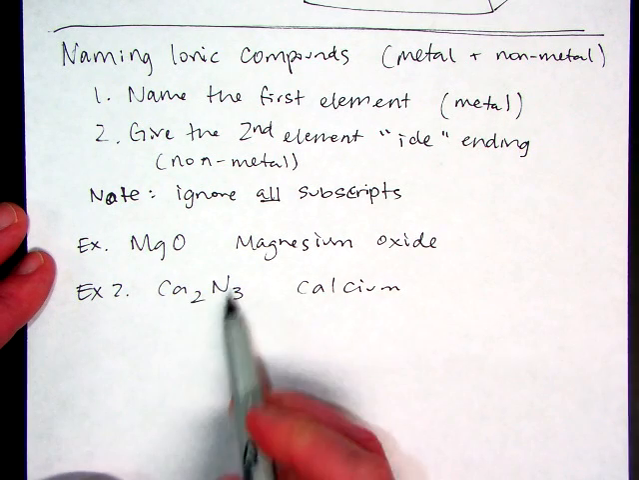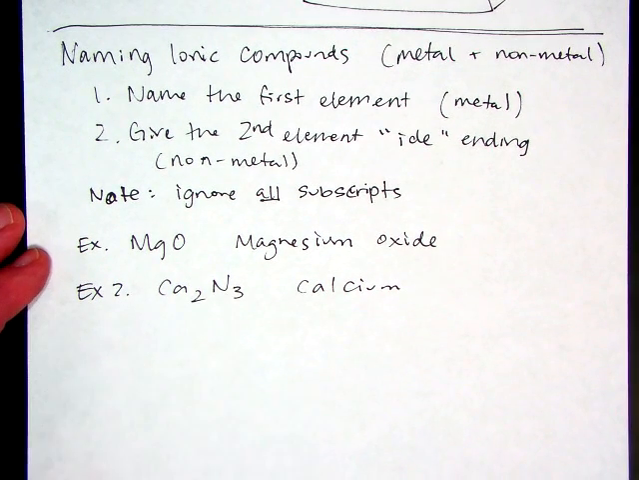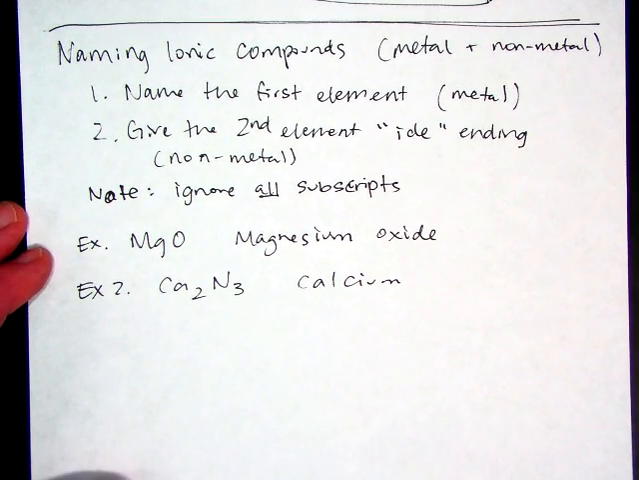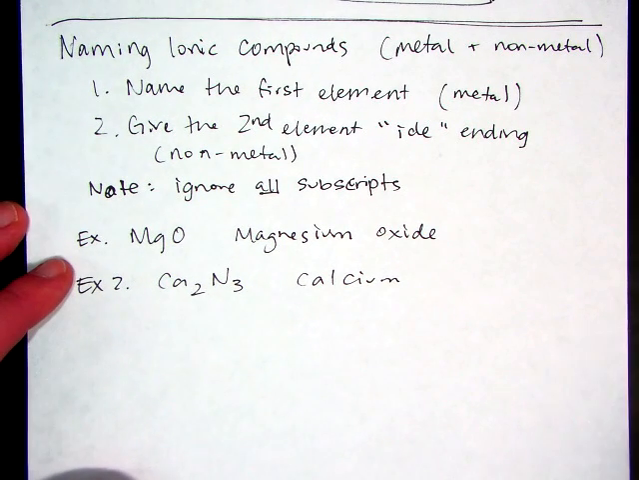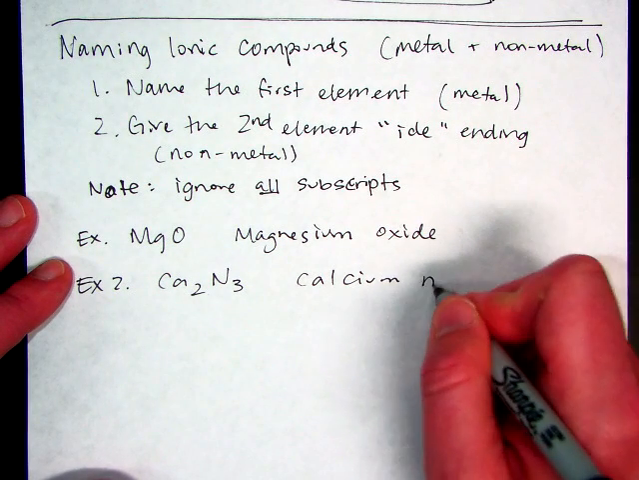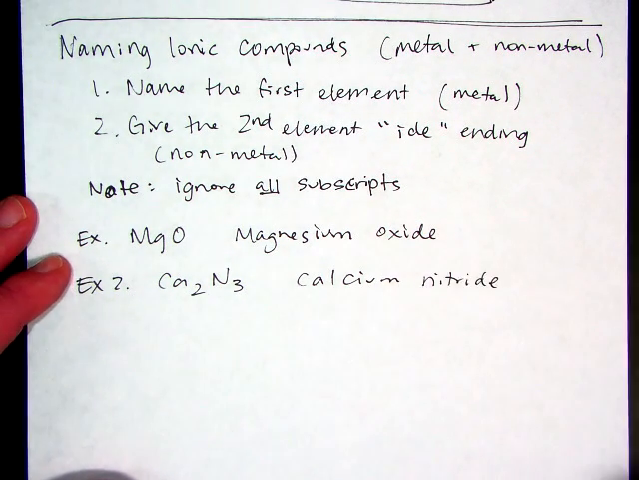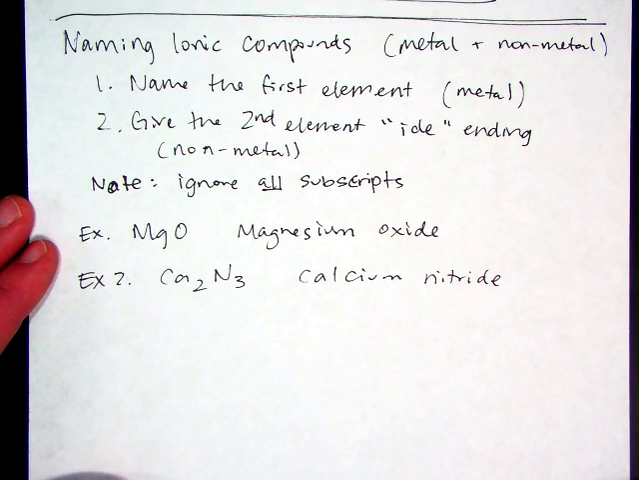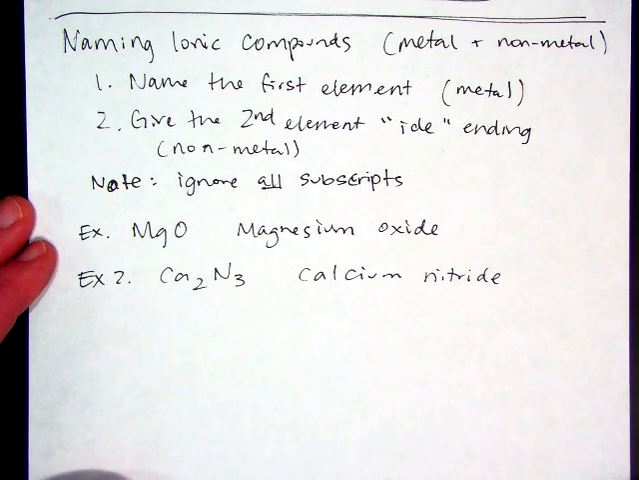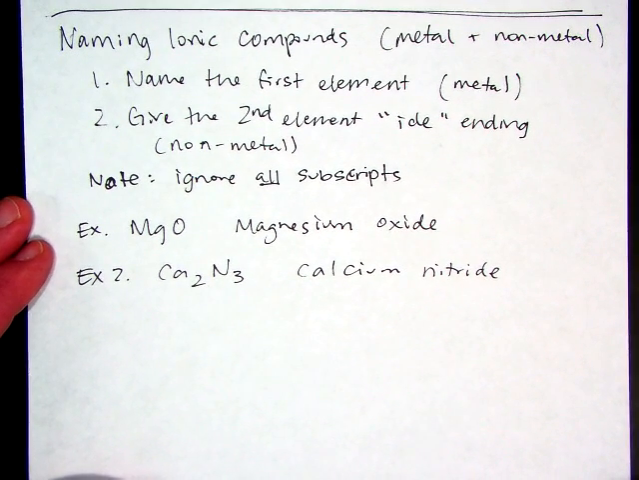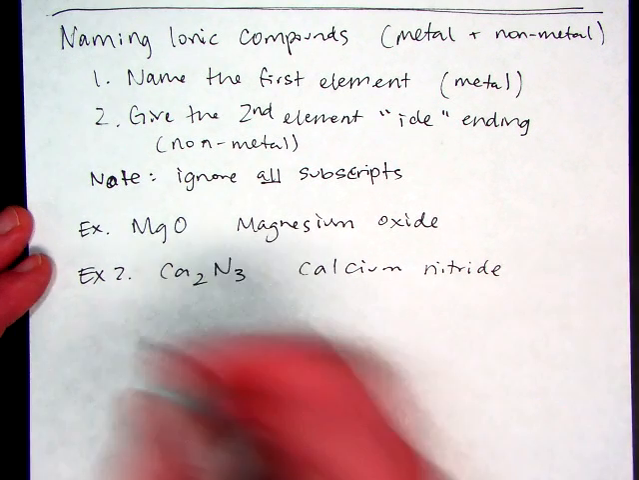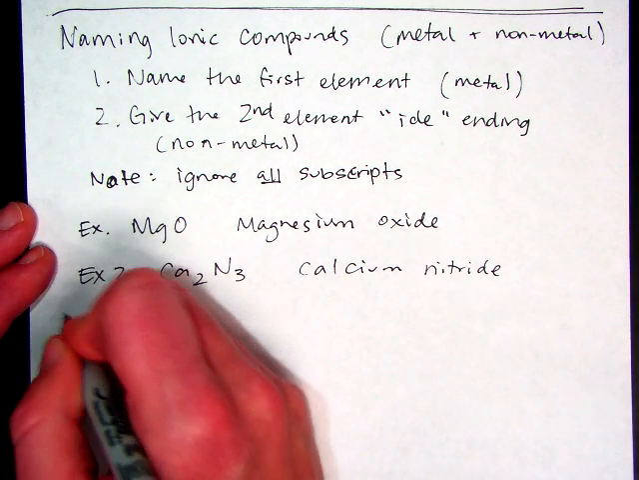Calcium. And then sometimes the -ide ending gets a little weird. This is an example where it's nitrogen. You drop off the entire last half and you call it nitride. Do you want to see a third one, or are you happy with that simplicity? Okay, good. So writing formulas gets a little more challenging.